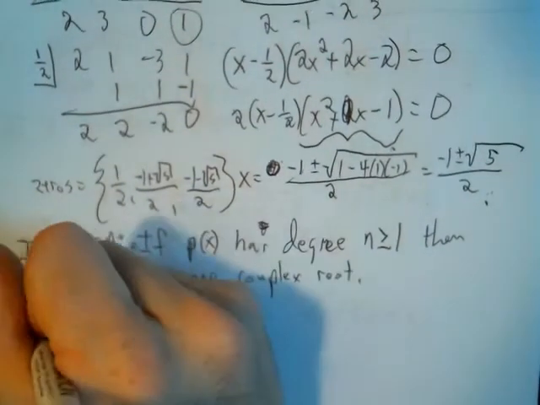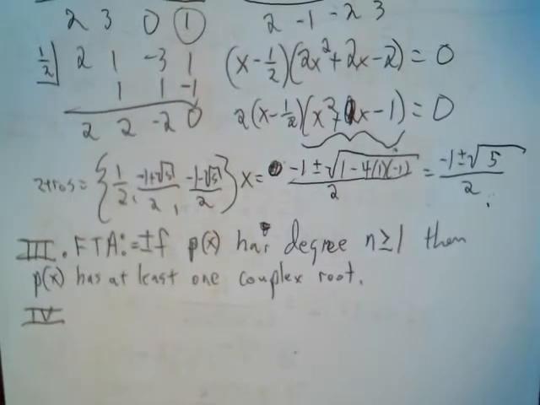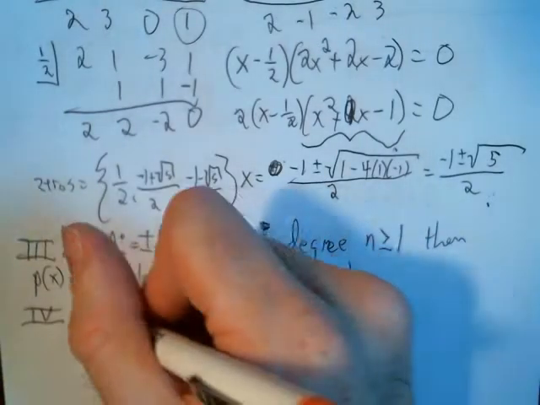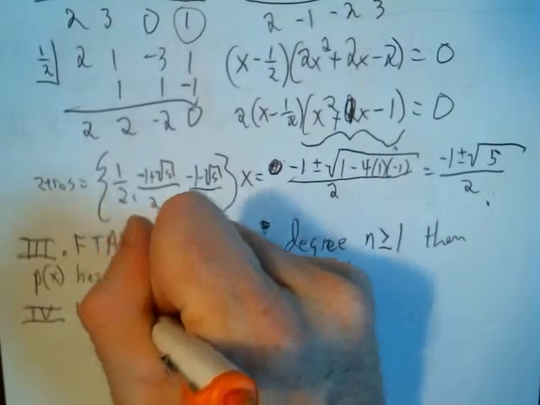Okay. From there, we go to the linear factorization theorem, which basically just says you can break any polynomial down into a product of binomials. Okay. So, linear factorization theorem.